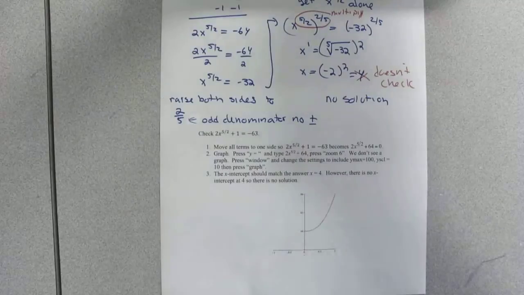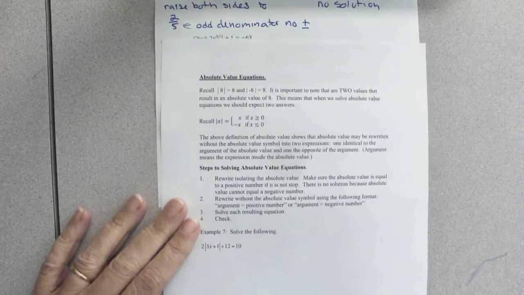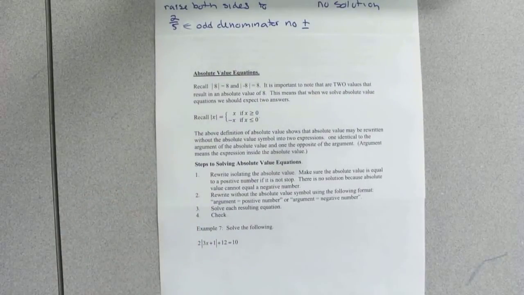So we got one last type of equations we're going to do in this section. And those are absolute value equations. So if you think back to what you learned about absolute value whenever you took math, absolute value of 8 is 8, and the absolute value of negative 8 is 8. So it's important to note that there are 2 values that can result in an absolute value of 8. This means that when we solve absolute value equations, we should expect 2 answers.